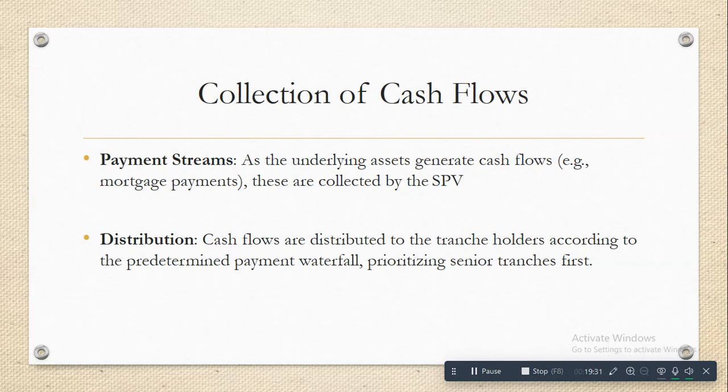So what is the distribution phase? This money is collected. Now this is distributed to the tranche holders. Remember, the senior, mezzanine, and the equity or junior tranche. This cash flow is distributed by ensuring that the senior tranche gets the payment first, then the mezzanine tranche, and then the junior equity tranche. This prioritizing of payment based on the tranches, the way the payment flows out, is also known as the waterfall payment.